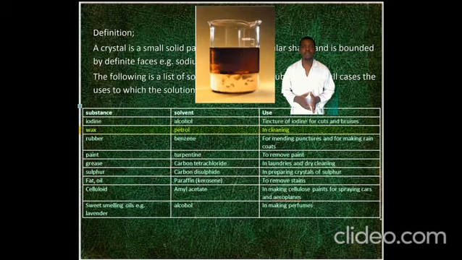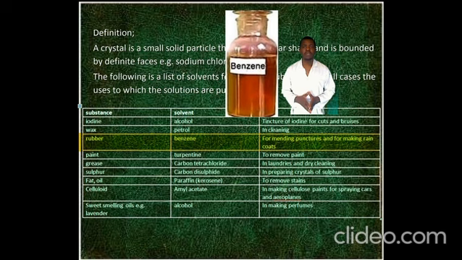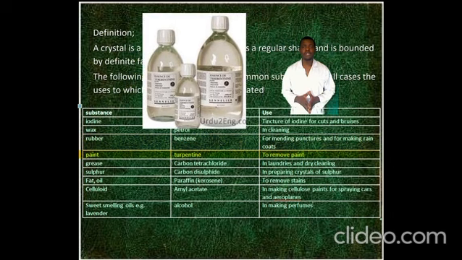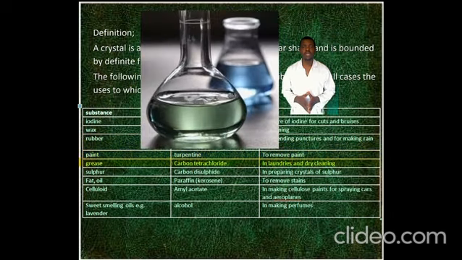Wax is dissolved in petrol and used in cleaning. Rubber is dissolved in benzene and used for mending punctures and for making raincoats. Paint is dissolved in turpentine to remove paint. Grease is dissolved in carbon tetrachloride and used in laundry and dry cleaning.